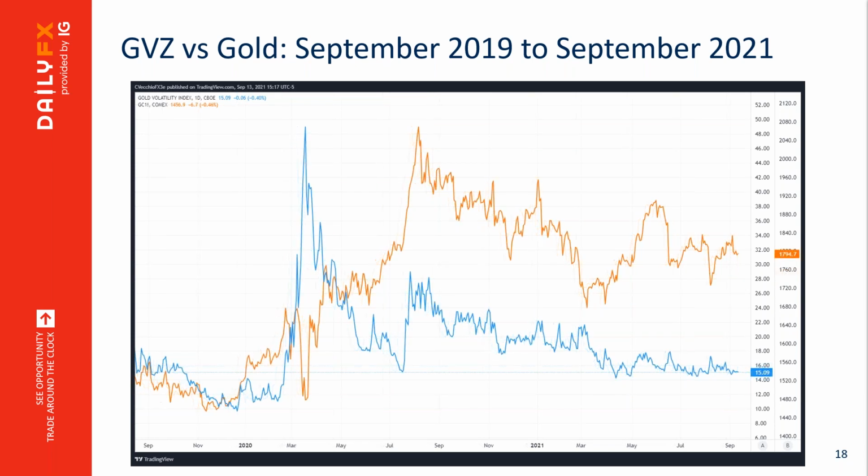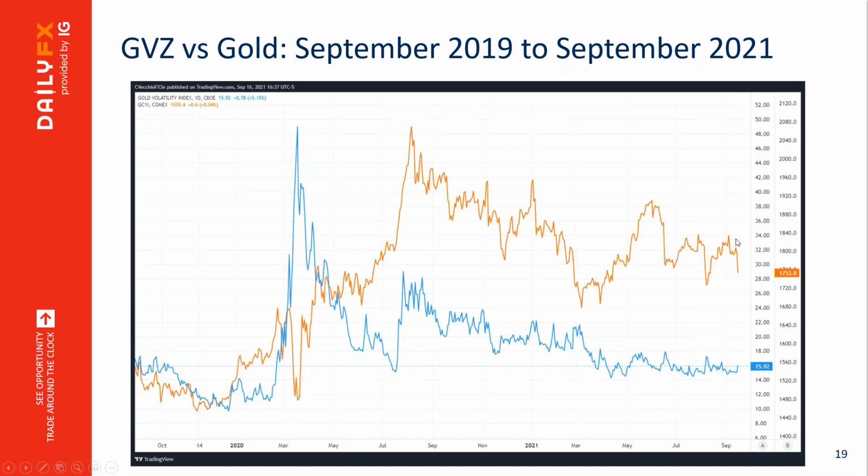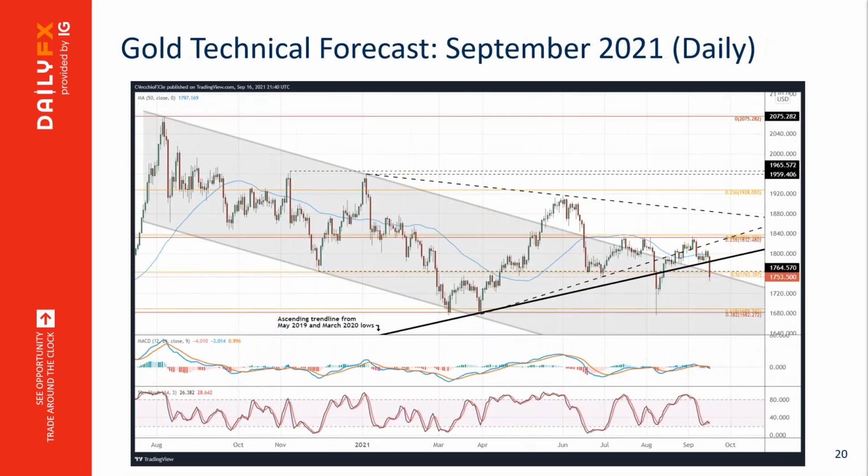Just if you keep an eye on the change in the charts here, gold volatility is this blue line, price is the orange line. When gold volatility ticks up today, prices come shooting down. That's not a good sign for me. That's not something that I think is constructive. It's not something that gives me faith in the near-term outlook for gold prices.